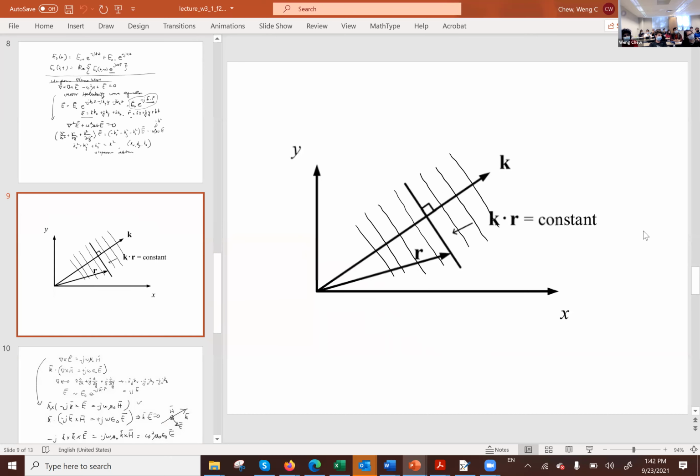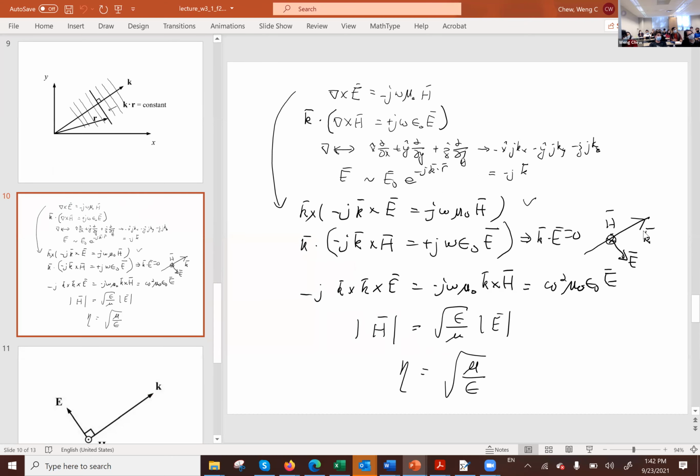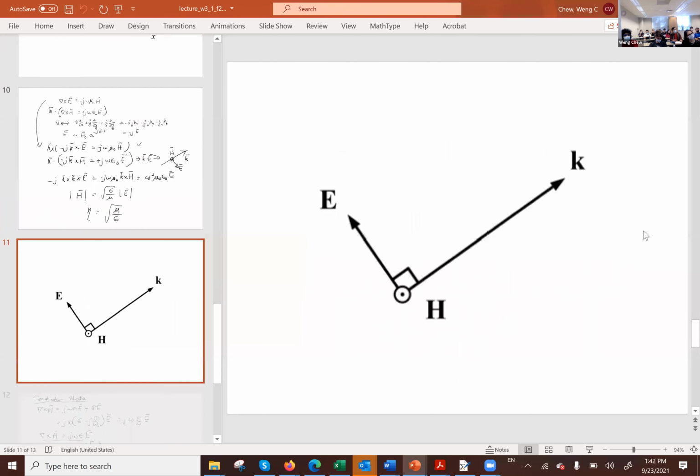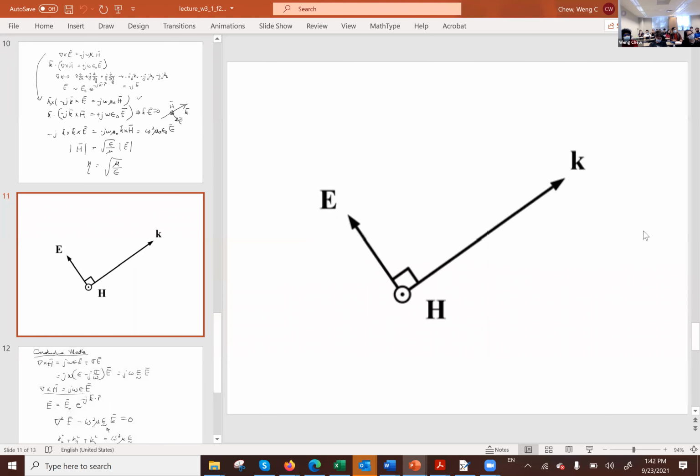And then you come up with this in a lossless medium. There is a very nice solution, e to the minus j k dot r. You can define k dot r to be the constant phase of the plane wavefront. You write those solutions quite easily. Then you can show that E and H and k actually form a right-handed coordinate system. E cross H is always pointing in the k direction.